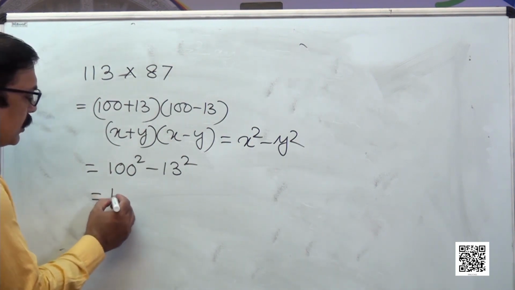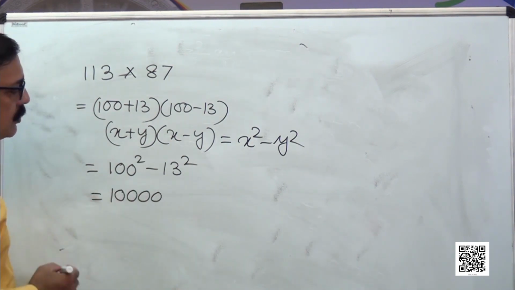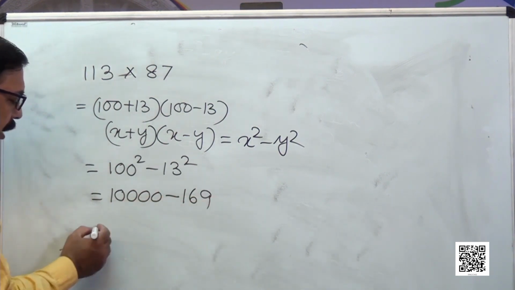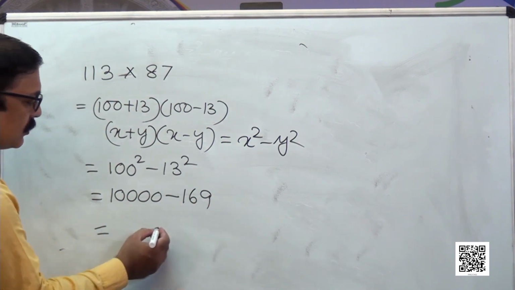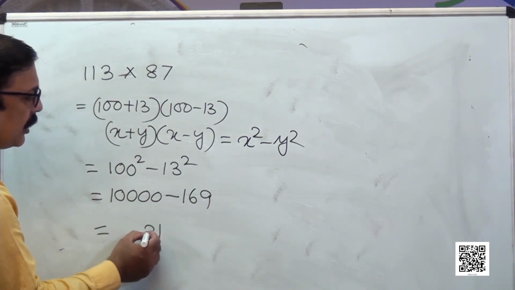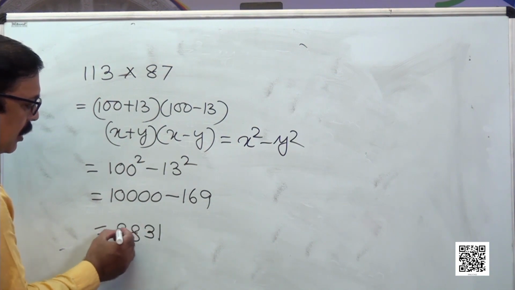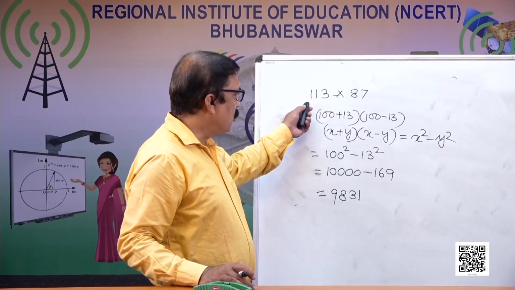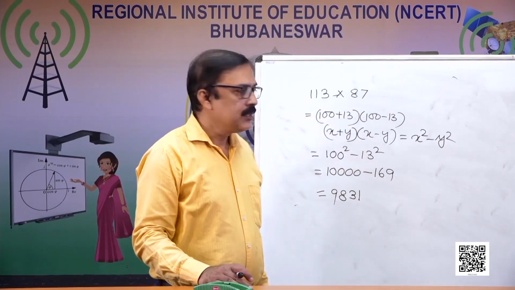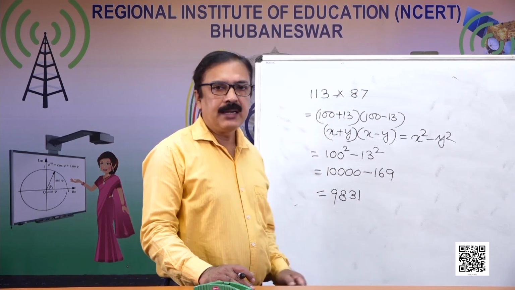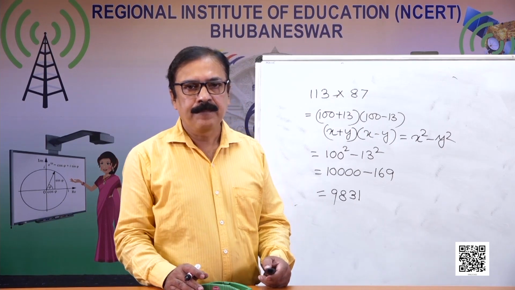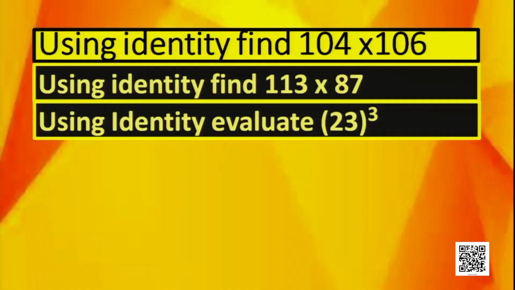100 square is 10,000 minus 13 square is 169. So this gives 9831. So without actual multiplication, just by applying the identity a square minus b square, we can find the answer. Then, using identity, evaluate 23 to the power 3.